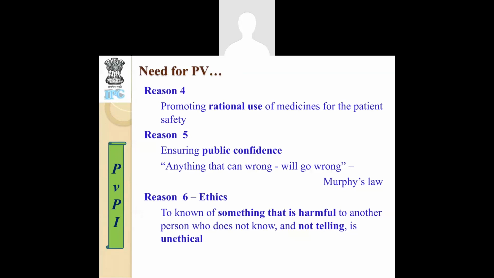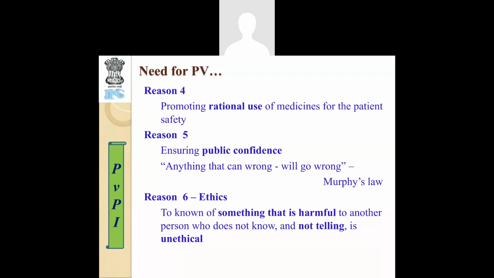So in order to promote the rational use, this PV is also important, and in order to ensure public confidence, and it is our ethics, it is our moral responsibility. If something is causing wrong or harmful effect to a patient, after knowing, if you don't report it, it is not ethical, right? Say, for example, one drug is causing a death or severe or life-threatening adverse drug reaction, and you have come across that, but you are not reporting it as a healthcare professional. It is unethical. So you have to report wherever you come across any adverse drug reactions to safeguard the public and for patient safety.